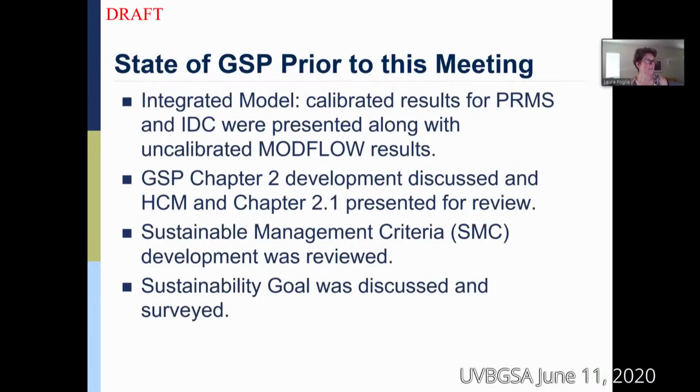Basically what we have done up to now, and that you have seen already, the integrated model is pretty much all up and running, and we presented some results yesterday about surface water and groundwater as simulated by the model, and this is in terms of more technical work. In terms of writing, the only chapter that we submitted to you up to now is chapter 2.1, which is a sort of introductory chapter. Now we are working on the next of chapter 2. And then we are working on developing sustainable management criteria, and we will review this very quickly. Also, if you remember when we met last time, we worked a little bit on developing an idea for a sustainability goal that we can use in the plan, and we will give you a summary of that.